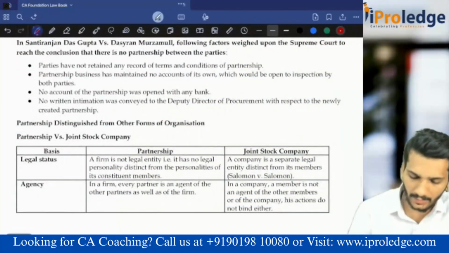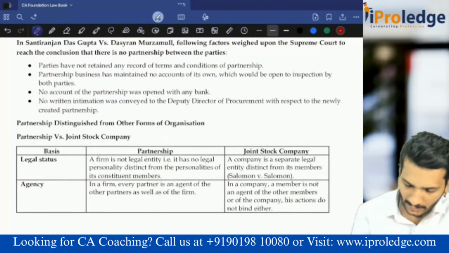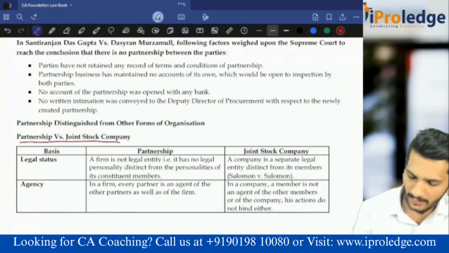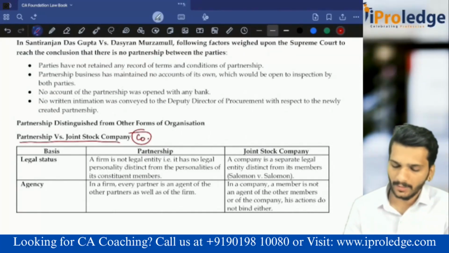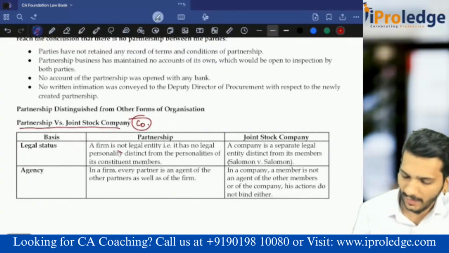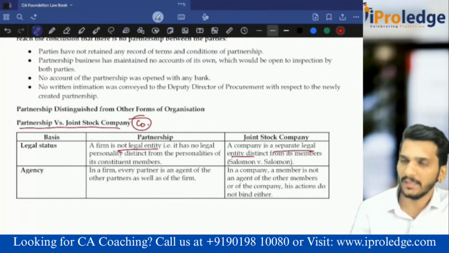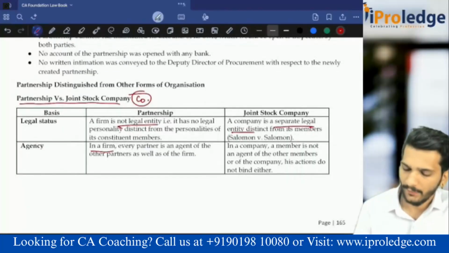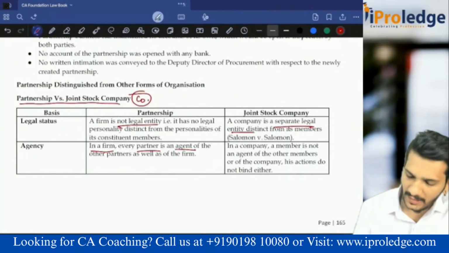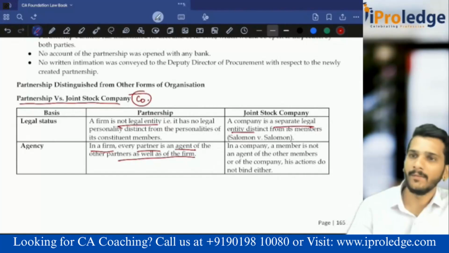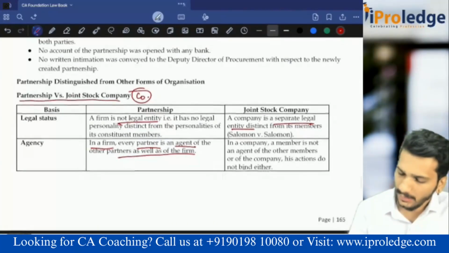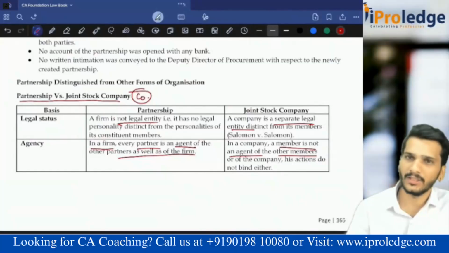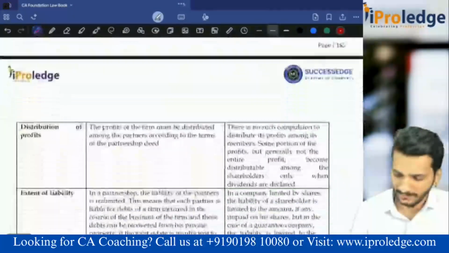So they are given the difference. One question was there in the examination: partnership versus joint stock company. What is a joint stock company? It is like a company. Partnership, we know, is not a legal entity, but a company is a separate legal entity distinct from its members. In a partnership firm, every partner is the agent as well as the principal of the other partners and the firm. But in a company, a member is not the agent of the other members. They are just holding the shares in their respective capacity.